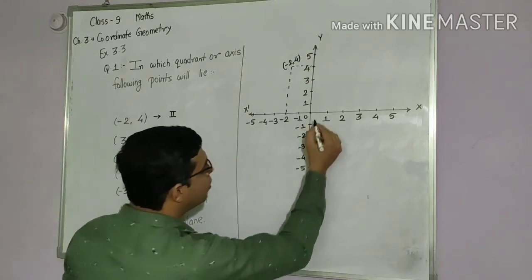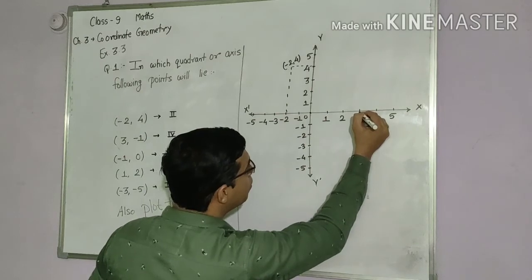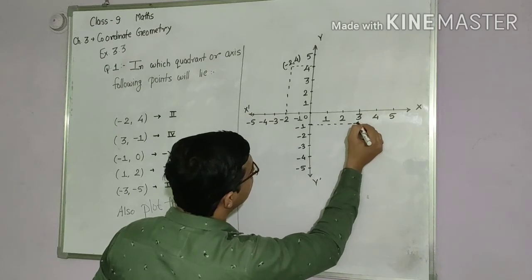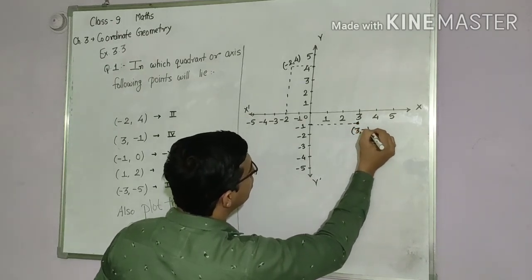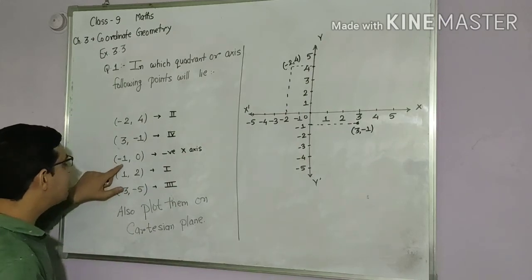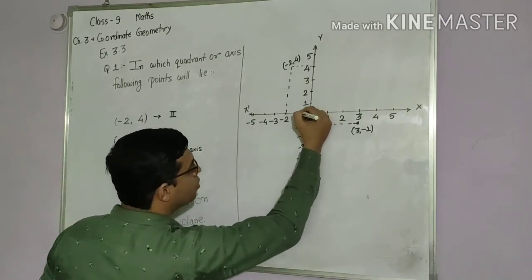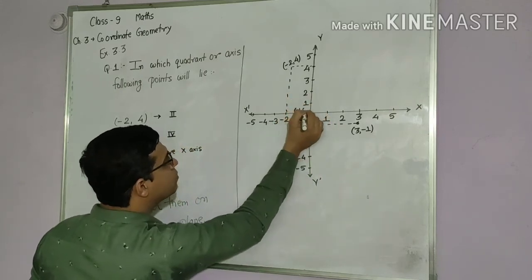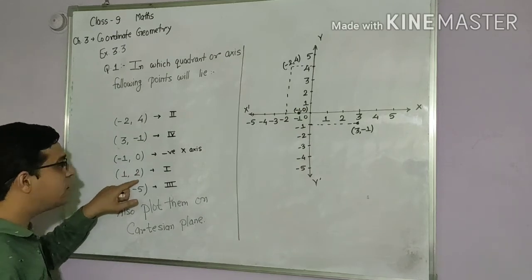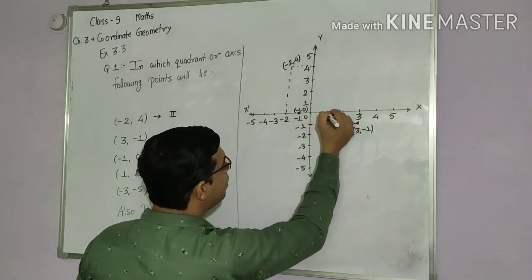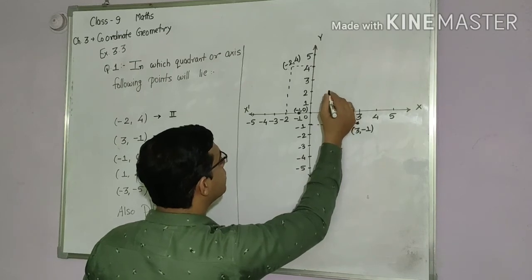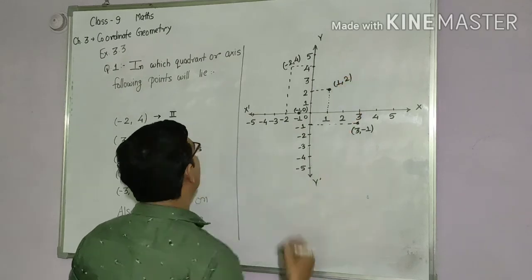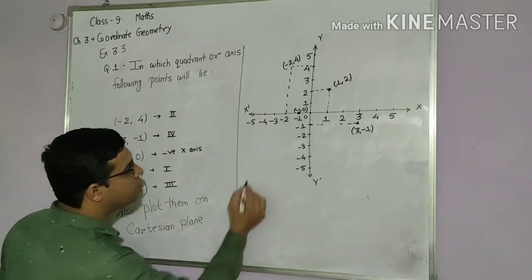(3, -1). So this is our 3. Minus means downward. This will be our (3, -1). Next is (-1, 0). So this is our minus 1 and 0, meaning here only. So (-1, 0). Then (1, 2). On the x-axis 1, on the y-axis 2. This is our (1, 2).